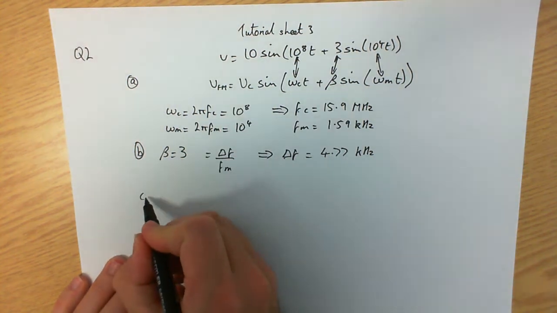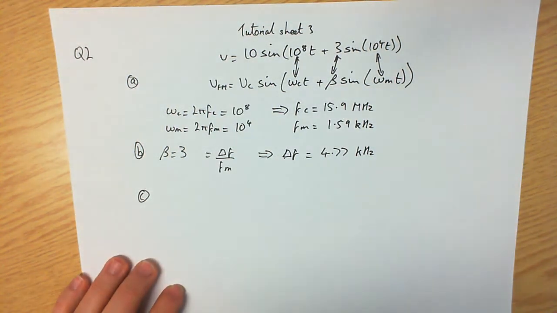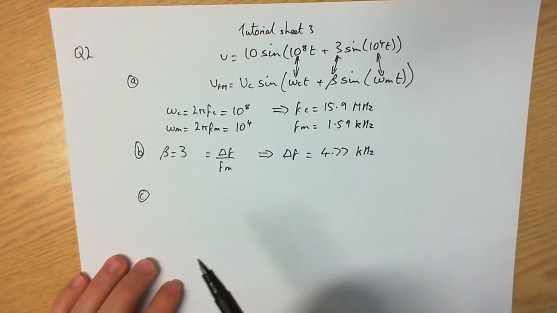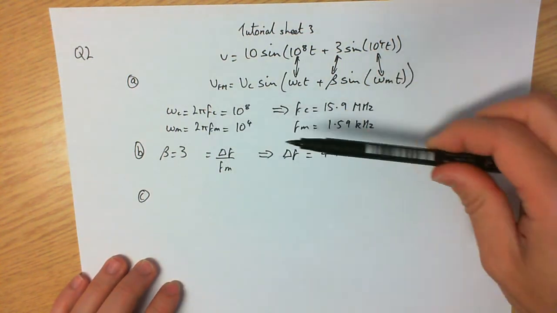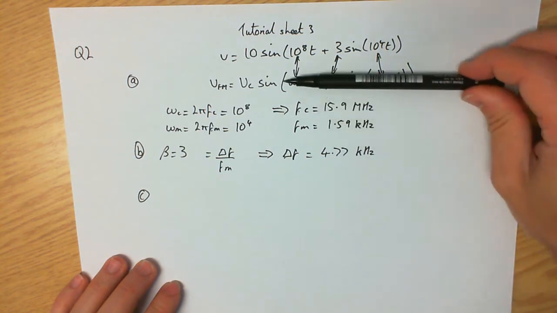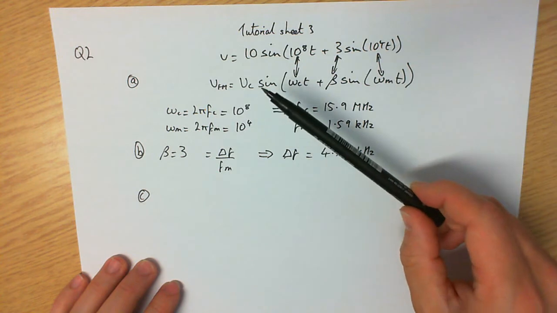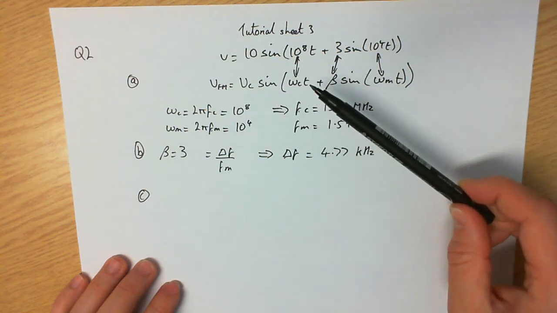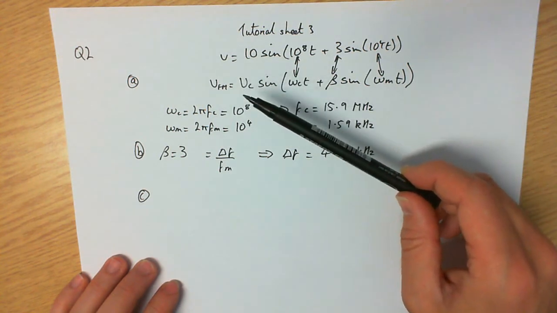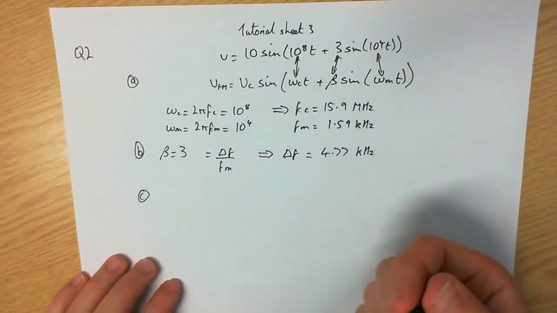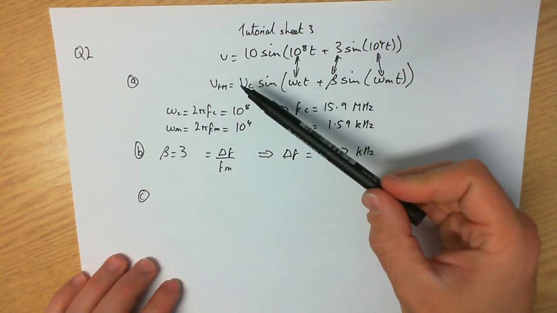Part C asks to calculate the power dissipated in a 100 ohm resistor. Well, this is really simple because for FM it's very straightforward for power, because we don't need to concern ourselves with what's inside the sine wave. It's just a sine wave, and the sine wave has a maximum value of 1. So, and we know how to calculate average power in a sine wave.